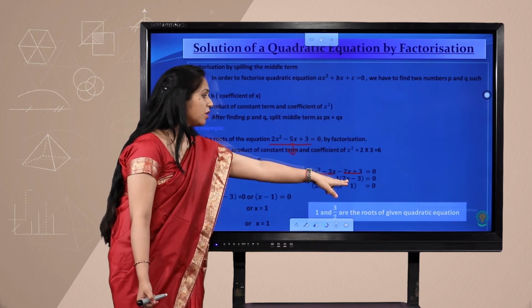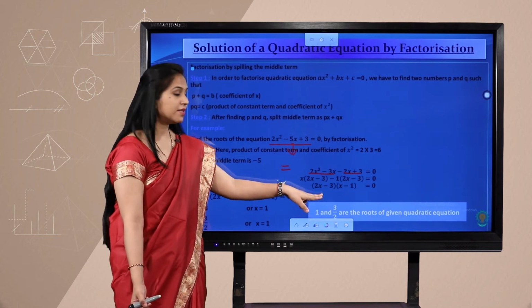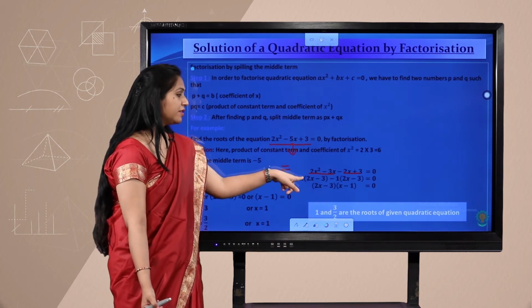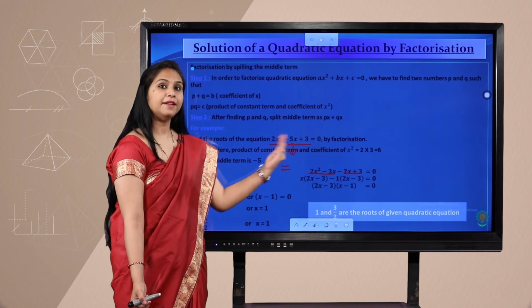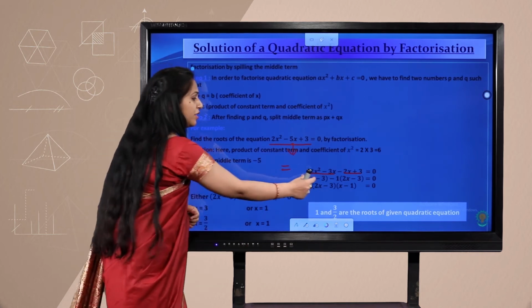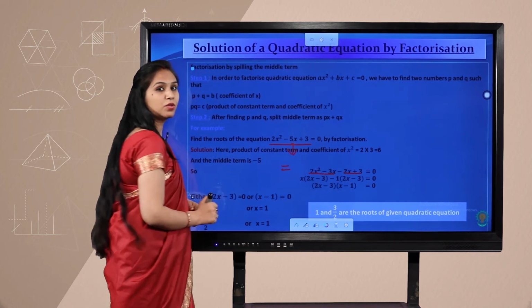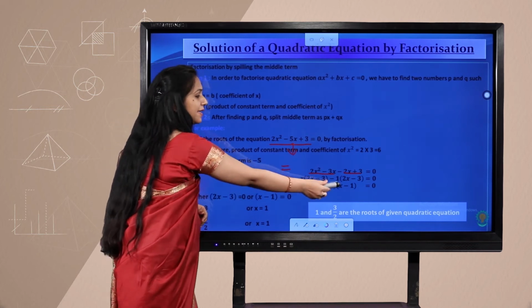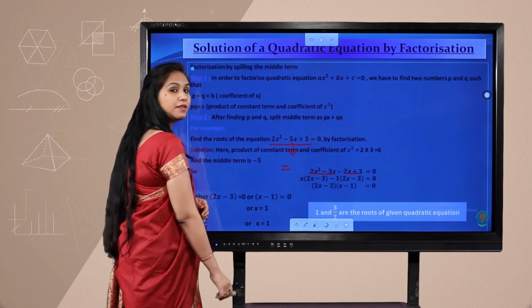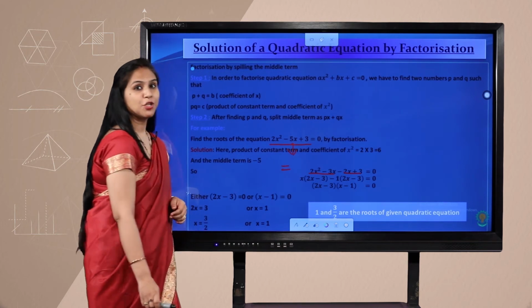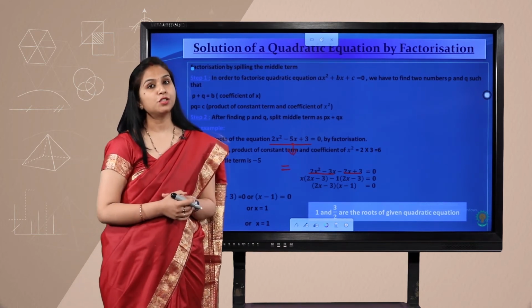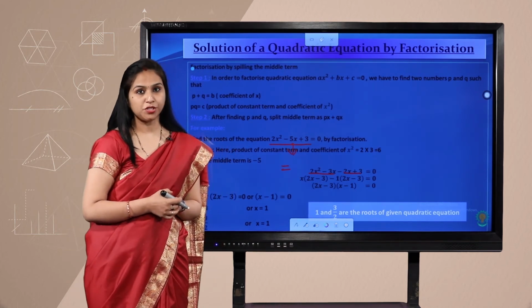Now, we will take this common bracket outside, that is 2x minus 3, and the things which are left out we will write in another bracket. So, if I have taken this bracket outside, from the first term x is left and from the second term minus 1 is left. So, in this way we got two factors of our equation.